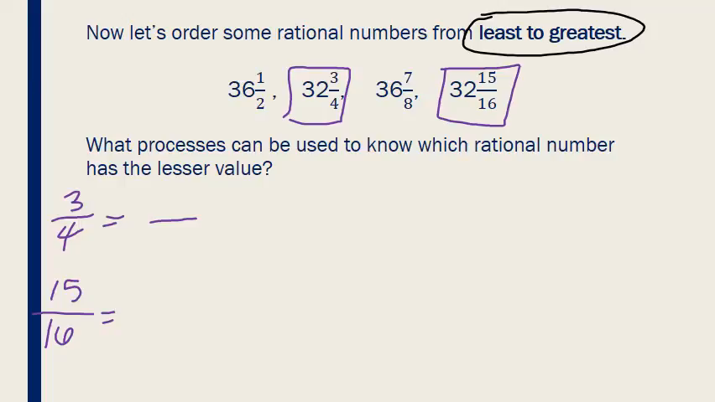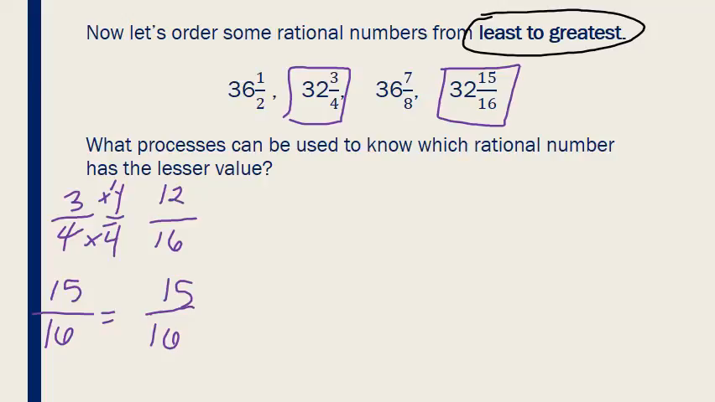Do we have to change the 16? No, it's going to stay the same. That's going to be 15 over 16. But that 4, how did we change that into 16? Thank you, we multiplied by 4. So 4 times 4 is 16. What's 3 times 4? 12. Thank you very much.